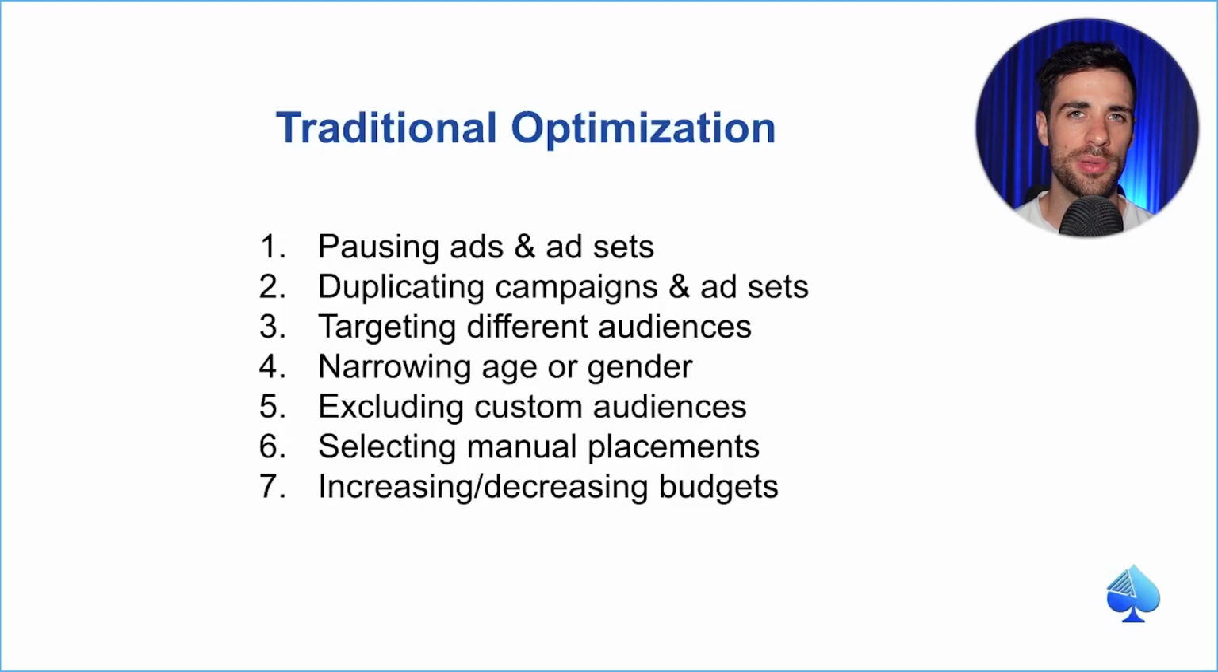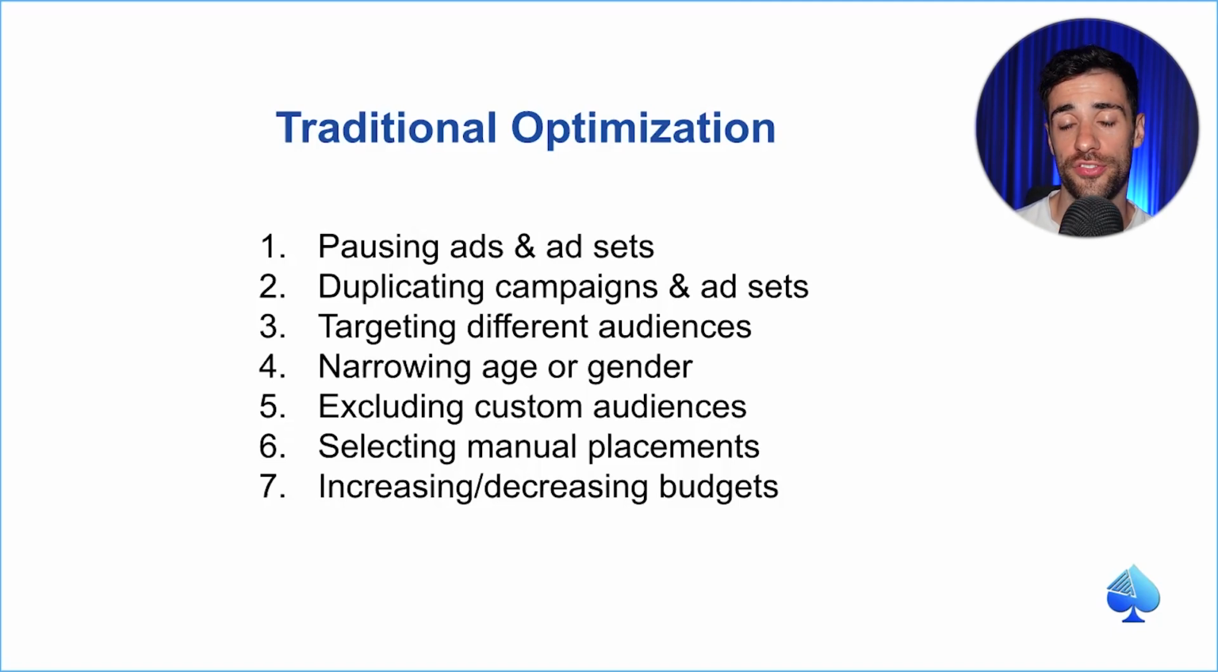So here we have some of the ways that people traditionally would optimize their ad accounts, and I want you to know them so that you can identify and see whether you're doing some of them. They're not all wrong or outdated, but I just want to cover all of them first. And then you get a picture of what the landscape was like previously. So a lot of people, pausing ads and ad sets, that was a common thing to do. Duplicating campaigns and ad sets as well.